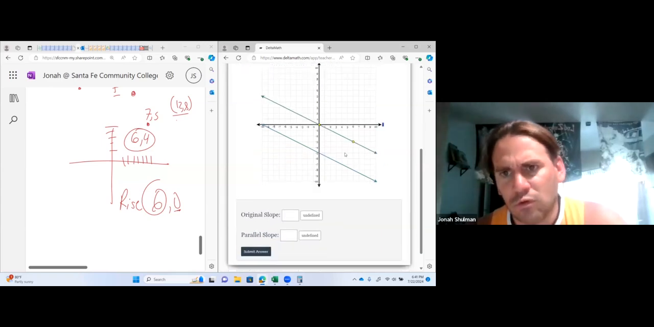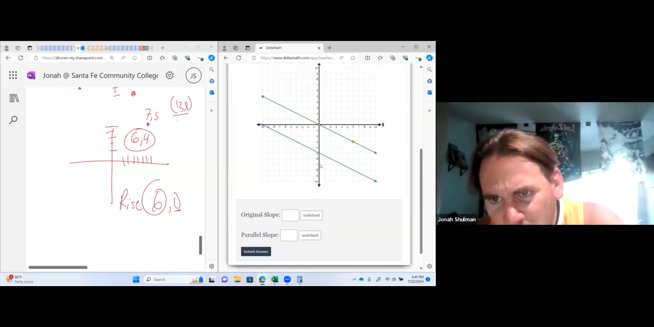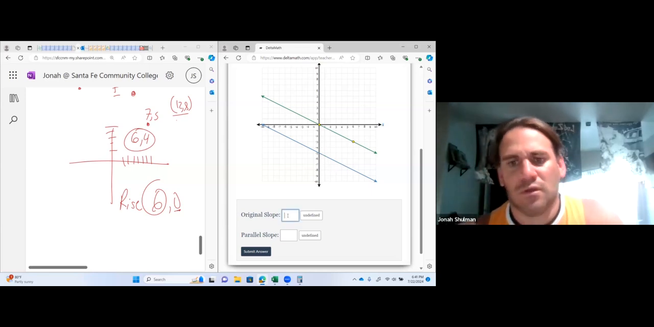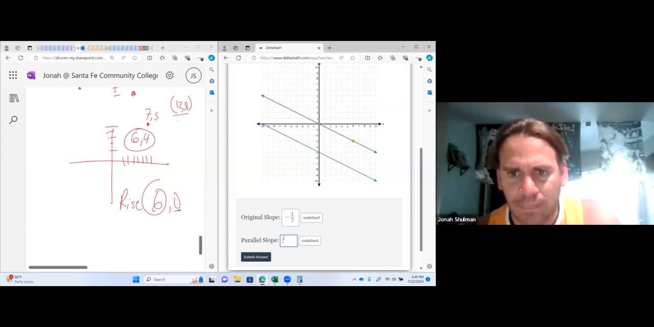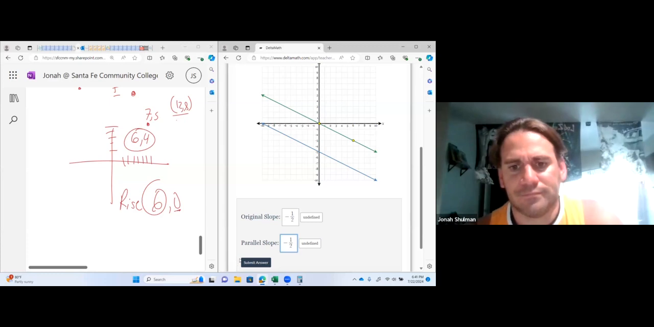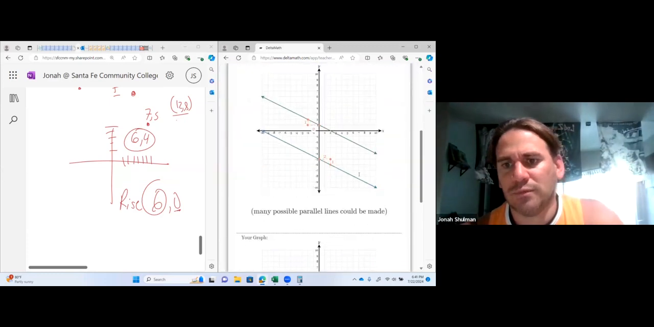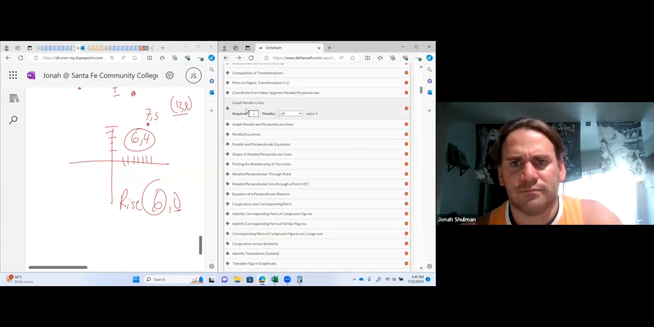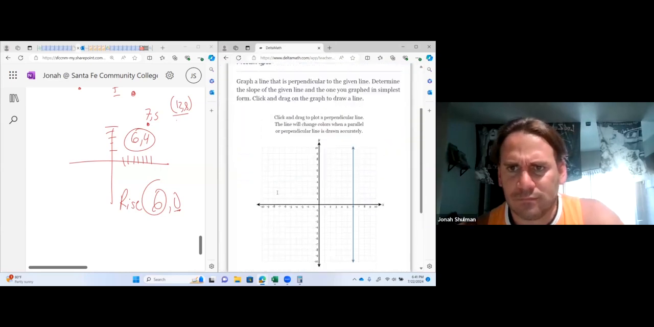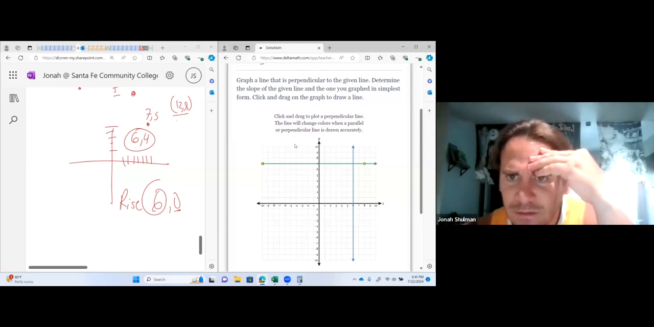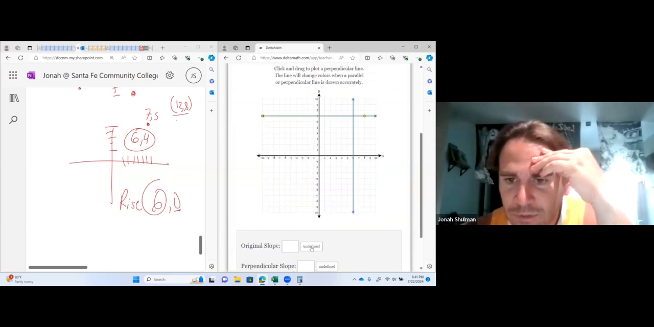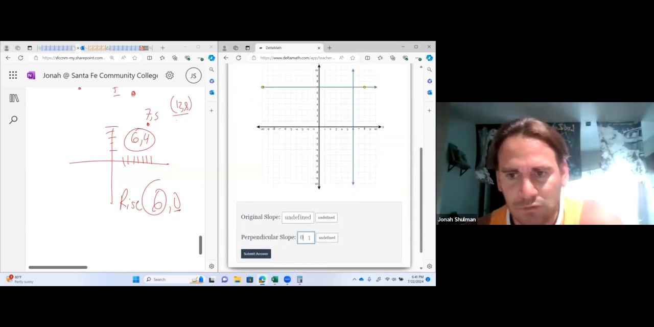There we go. Cool. Original slope is down 1, 2, over 1, 2, 3, 4. Is it really 2, 1? Yeah, it is. So it's down 1 over 2. So it's negative 1/2. Negative 1/2. Undefined would be straight up and down. We want a perpendicular line. Click and drag to plot a perpendicular line. The line will change colors. Okay, cool. So the slope is undefined, and the new slope is 0.